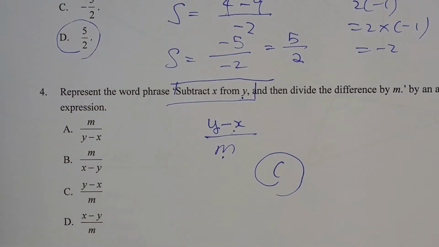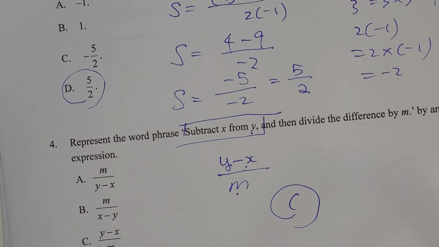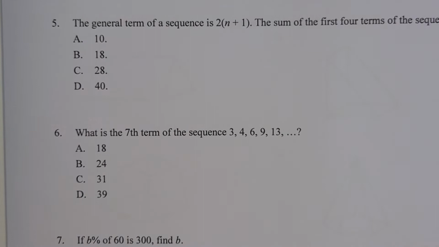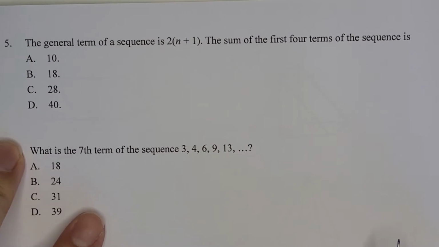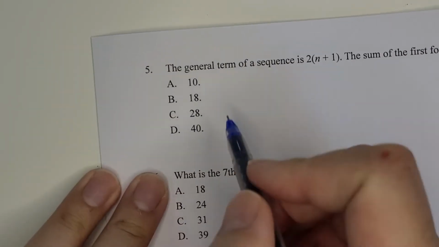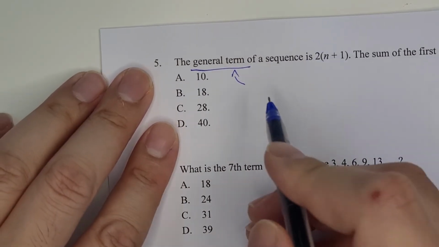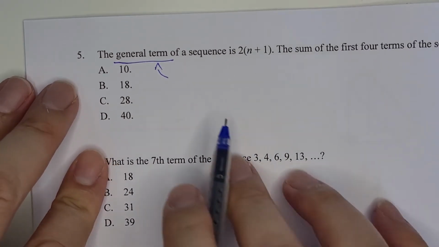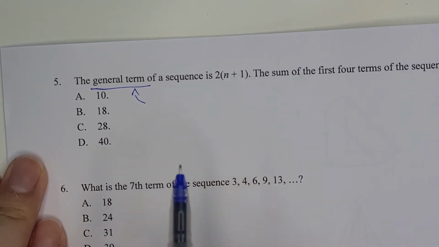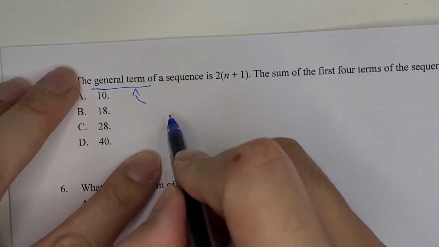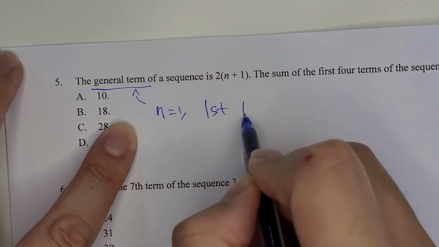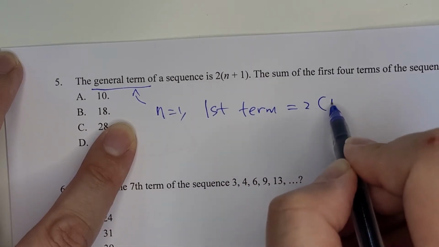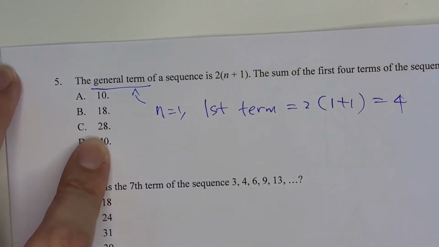And then let's go to next question. Okay, for question number 5, the general term of a sequence is 2 bracket n plus 1. Now, general term means when you give me the position of the terms, then I will tell you the corresponding value. Okay. For example, when you give me n equals 1, then I will tell you the first term will be 2 times 1 plus 1, that is 4.